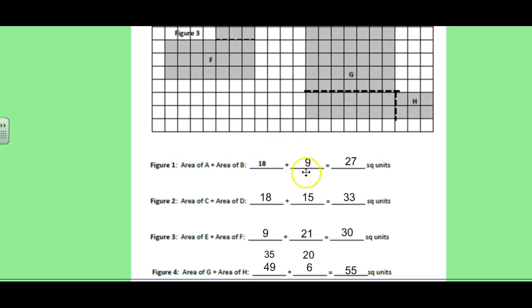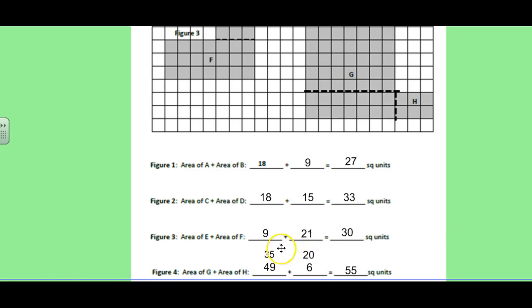Okay, so for rectangle B, the area was 9, and when you added those together, you got an area of 27 square units for A and B. The area of rectangle C was 18, and the area of rectangle D was 15. And when you add those together, you get an area of 32 square units for both C and D. Okay, when you looked at E and F, the area of E was 9 and the area of F was 21. So when you add 9 and 21 together, you get 30 square units.